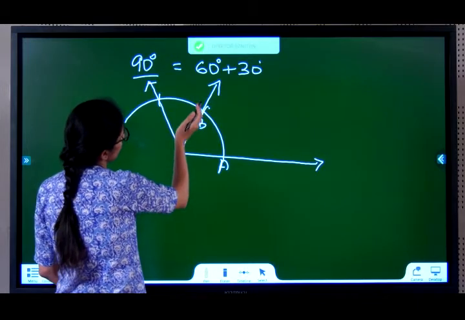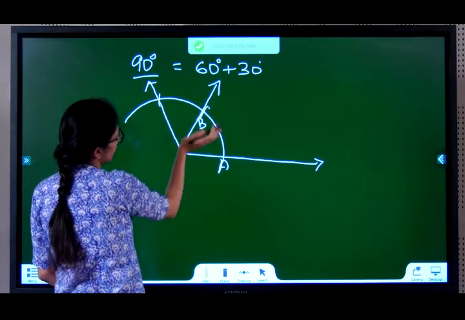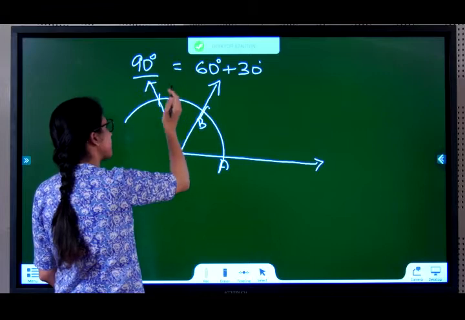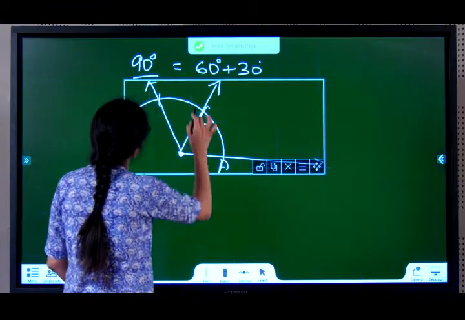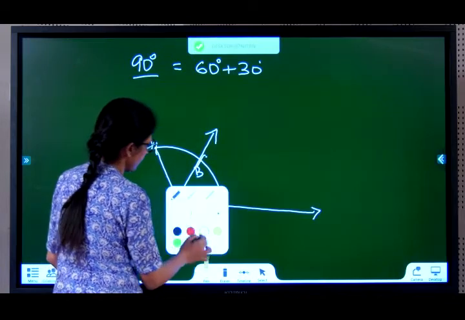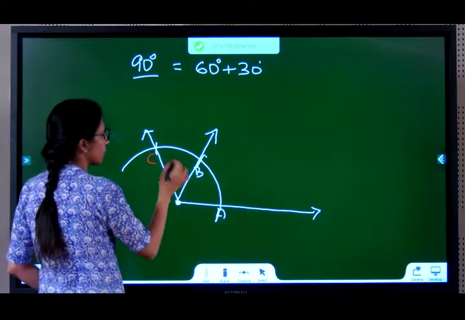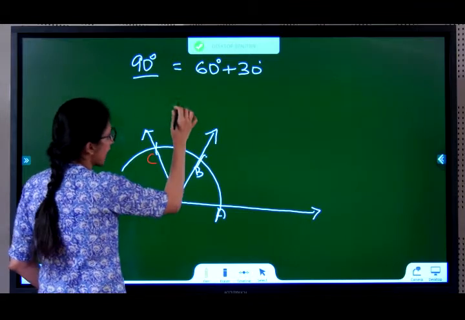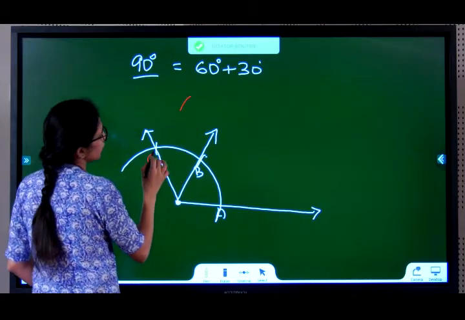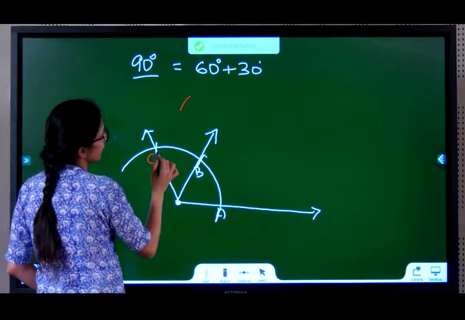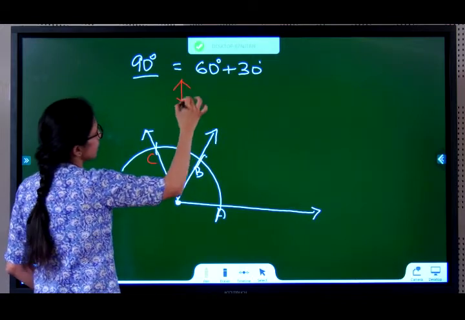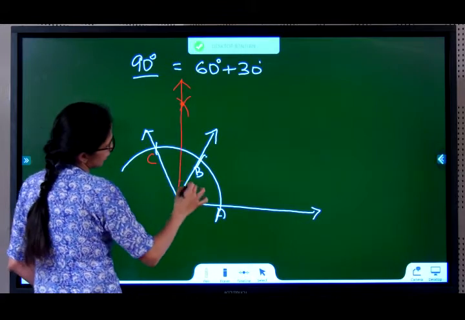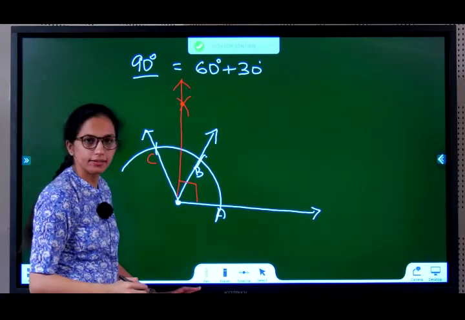So, I have 60. Now, I need another 30. So, 60 plus 30. I need to bisect this portion. So, now how do we do that? See here. I measure more than half of BC and I cut an arc. With the same radius, I come to C and cut an arc. Join O to that. You will see that this is your 90 degree angle.